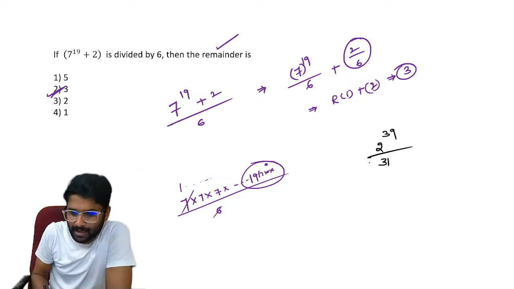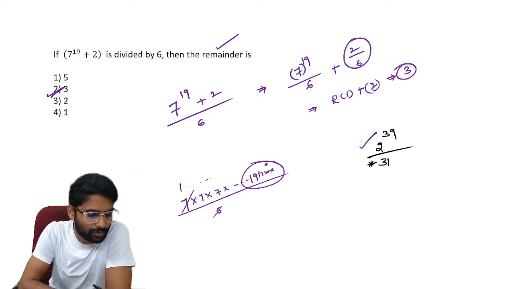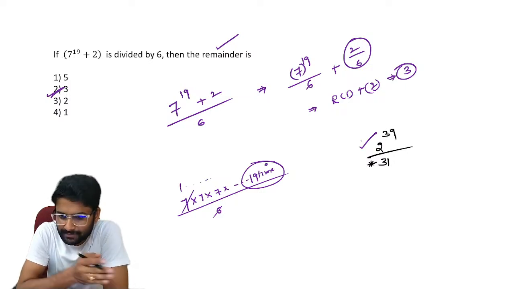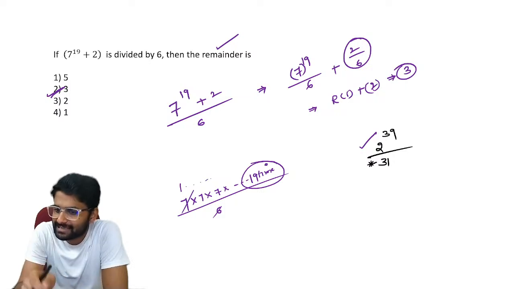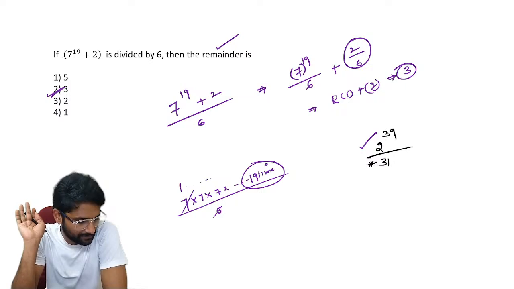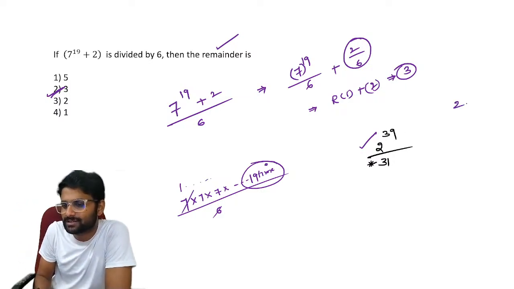Guys, here observe the denominator value. The denominator is 31 and the numerator is 2 power 39. In this kind of question, identify the nearest 2 power value for 31. As you know, the nearest power of 2 to 31 is 32, right? 2 power 5 is equal to 32.